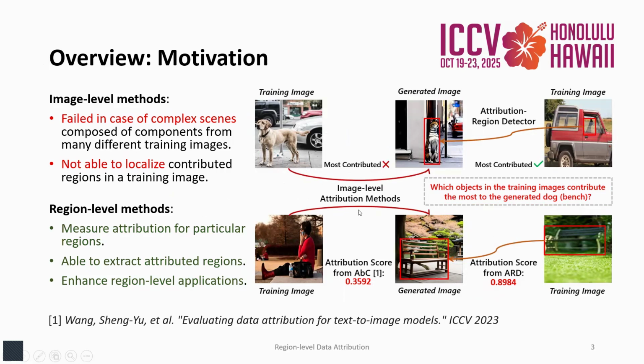However, all existing attribution methods for text-to-image models just focus on measuring the contribution of a training image on the generated image, but are not able to extract the contributed region for a particular object. Our method is the first one for region-level data attribution and can work exactly for attribution of the objects.